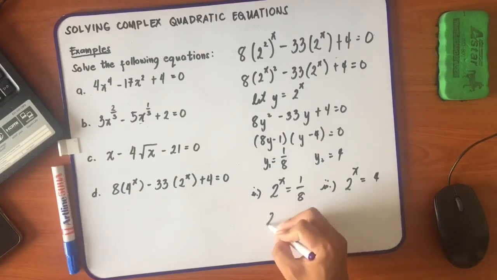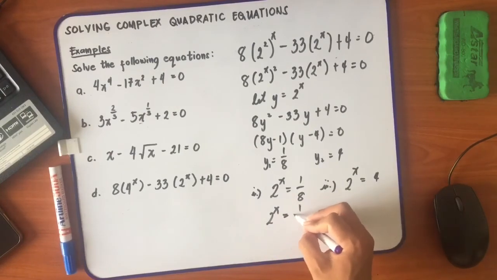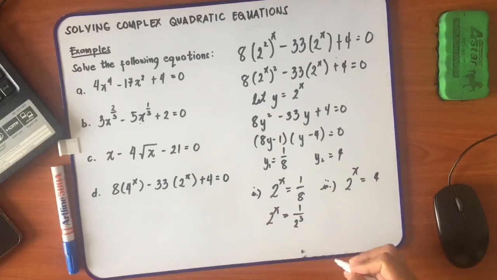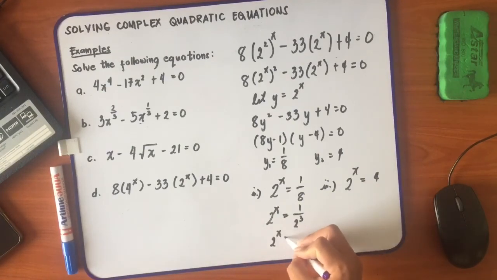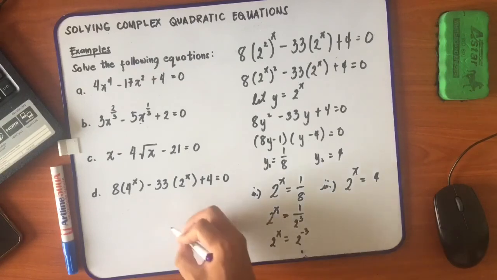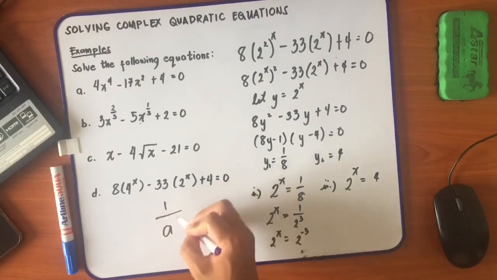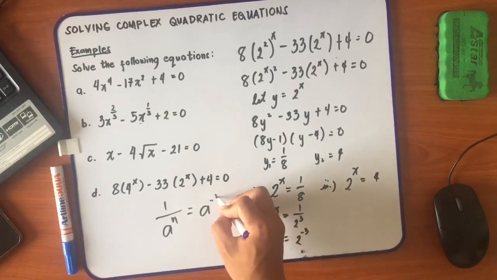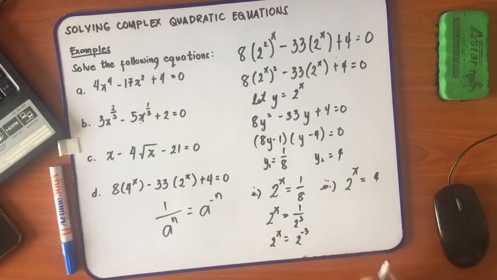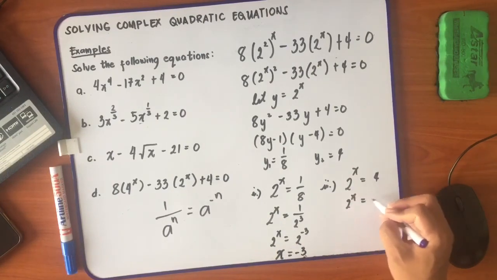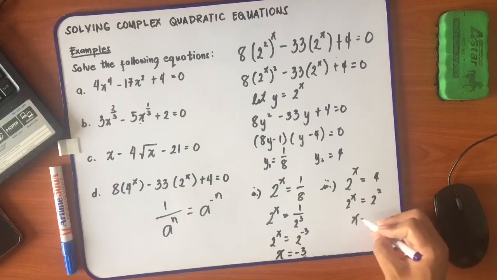So 2 to the power of x, this will become 1 over 2 to the power of 3. So it will become 2 to the power of x is equal to 2 to the power of negative 3. Remember, 1 over a to the power of n is equal to a to the power of negative n. Thus, x is equal to negative 3. As I told you a while ago, we can discard the bases and equate the indices. Next, 2 to the power of x is equal to 2 to the power of 2. Thus, x is equal to 2.